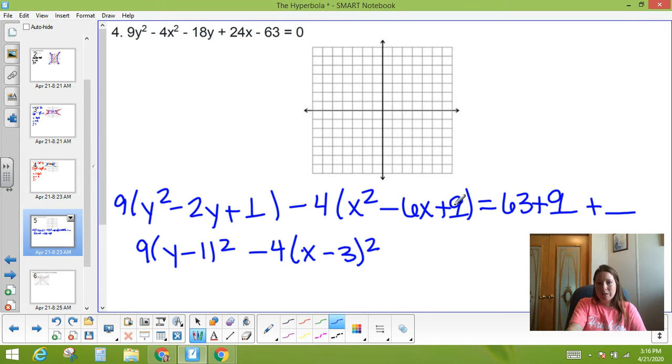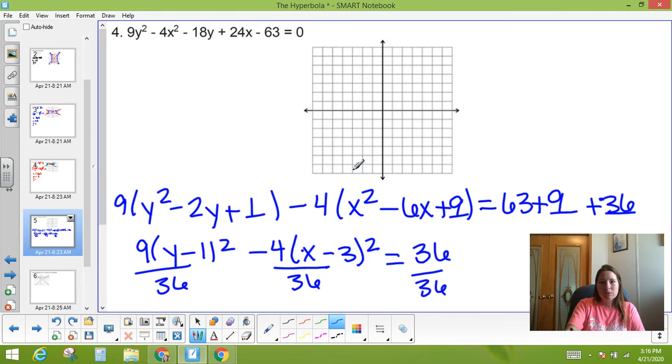Square 3, you get 9. 9 times 4 is 36. Times -4 is -36, excuse me. All right, so now we have 63 plus 9 minus 36 is 36. All right, so then we divide by 36.